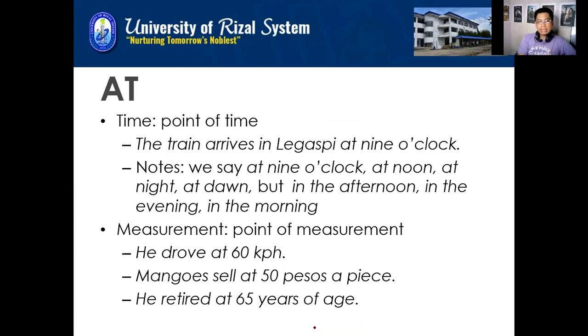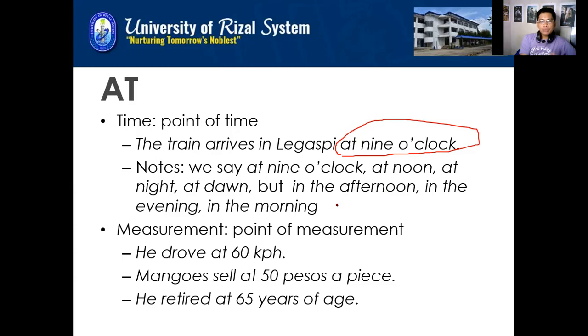Also, we can use at to refer to a point of time. So let's say the train arrives in Legazpi at 9 o'clock. So we're referring to time here. So take note that we say at 9 o'clock, at noon, at night, at dawn, but not at afternoon; we say in the afternoon, in the evening, or in the morning. So you see the difference. We use at when we're referring to 9 o'clock, at noon, at night, at dawn. However, we're not using at when we're referring to afternoon, evening, or morning. It's not like at afternoon, at evening, at morning. So that's incorrect. So just take note of this.